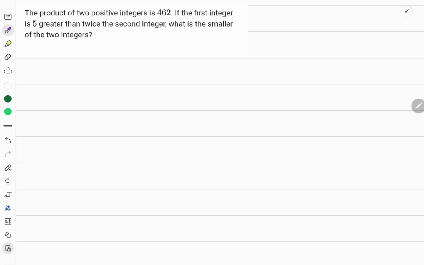Okay, so as you can see, we have two integers, positive integers. You can call them x and y. So first of all, x, one of the integers, is bigger than 0, and the second one is also bigger than 0. And the first integer is 5 greater than 2y, the second integer. You can use x and y or a and b, it's up to you. Just consider two variables for these two integers.